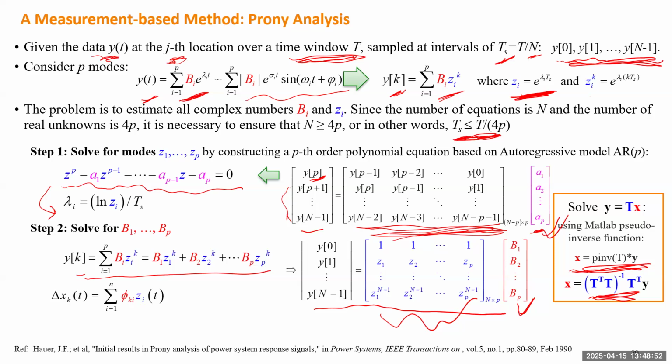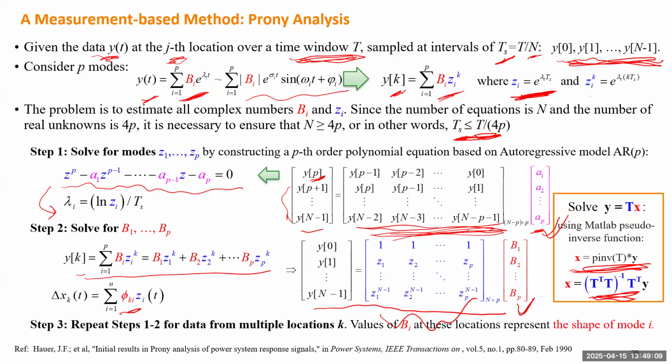All right. So from this step, there will be a very clear connection between b and phi. So actually we can find the mode shape. If you normalize those b factors, you will have the mode shape. So the last step is you just repeat steps 1 and 2 for each location, because here we use K for the indices of state variables. So if you can collect data at different locations near different state variables, you can have those B values after normalization regarding the same mode. It will represent the mode shape.